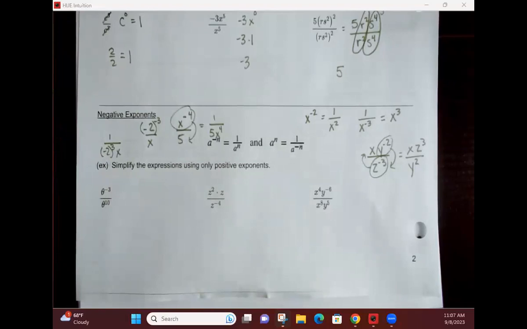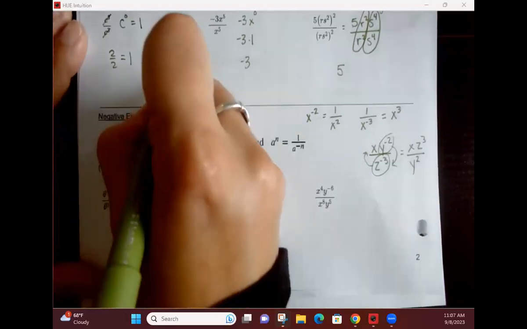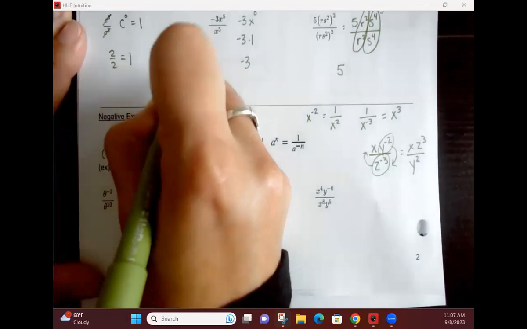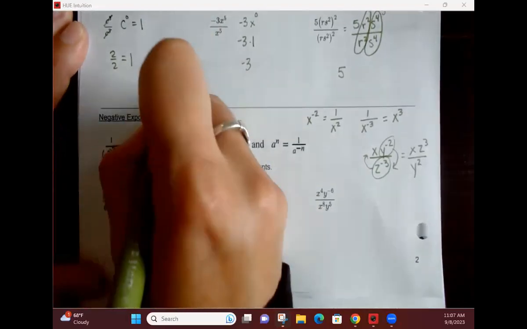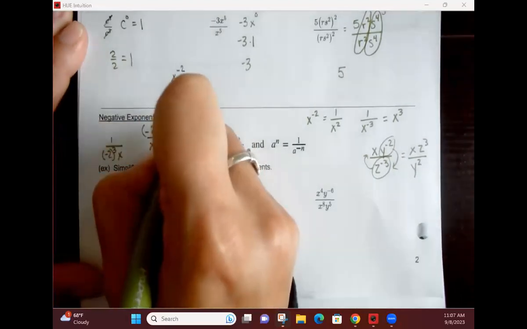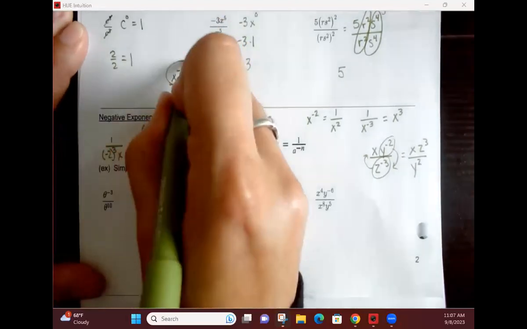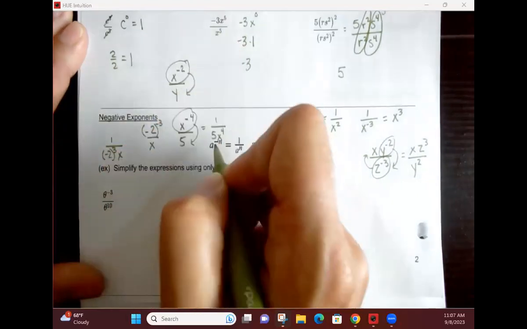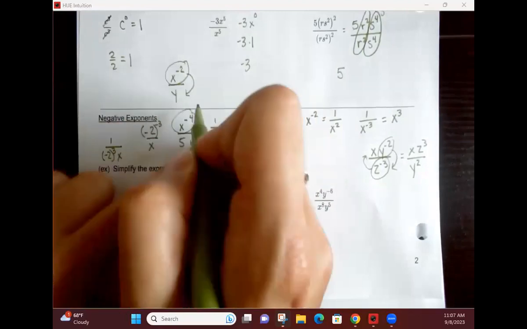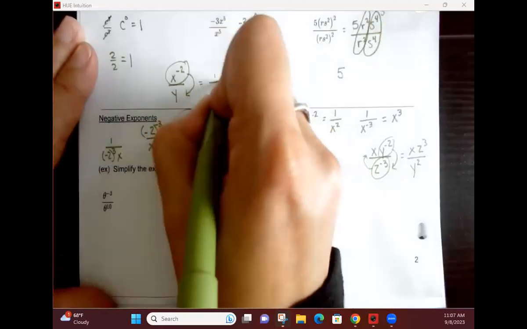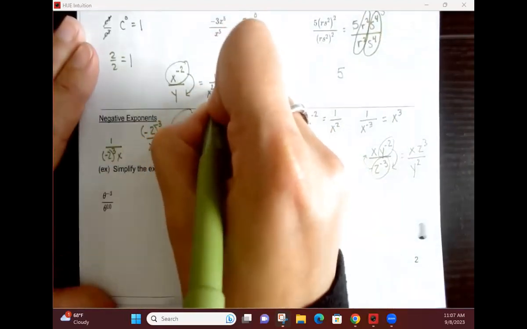So if it's like x to the negative second over y, would you switch the whole x to the negative second down, or would you just switch the negative second to y? No, the whole thing, because the exponent is attached to the x, it's the x term that comes down. So this would be 1 over x squared y.